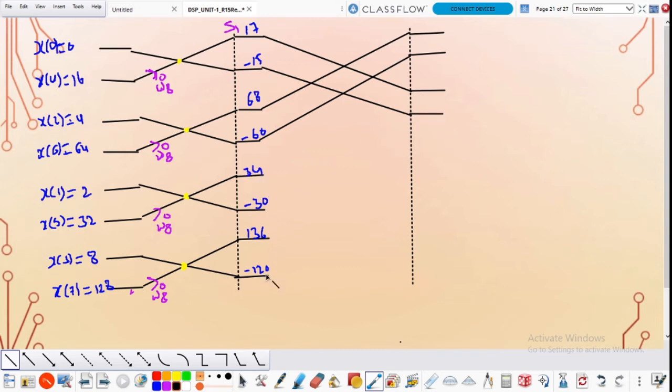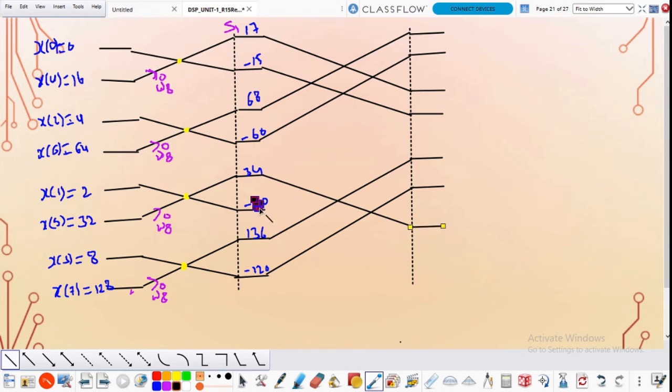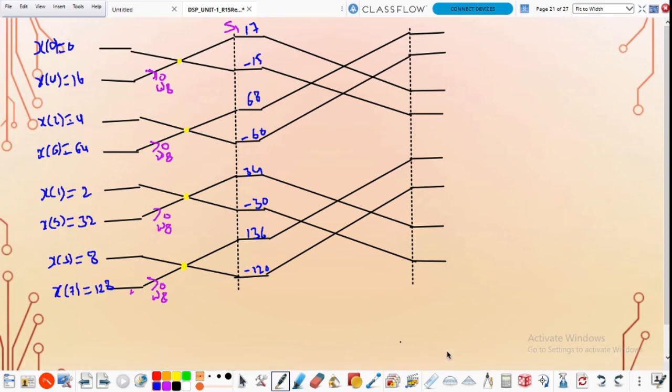And here also this is another N by 2 point DFT. Now here there are four samples. From these four samples, the down two samples are drawn in the upward direction, and the up two samples are drawn in the downward direction. And after that highlight the butterfly nodes. And this is the second stage, stage 2 output values.